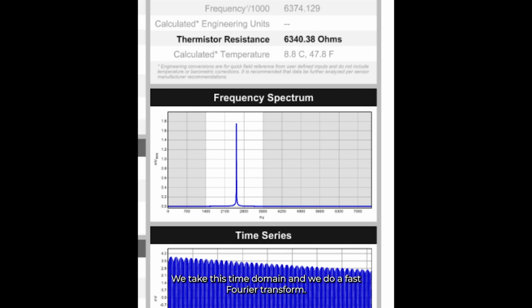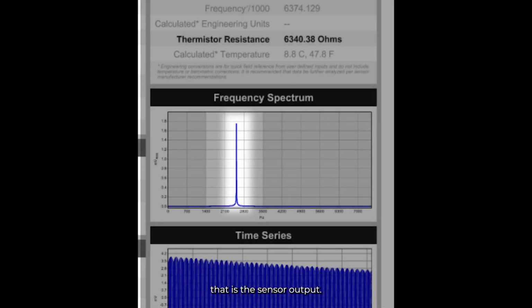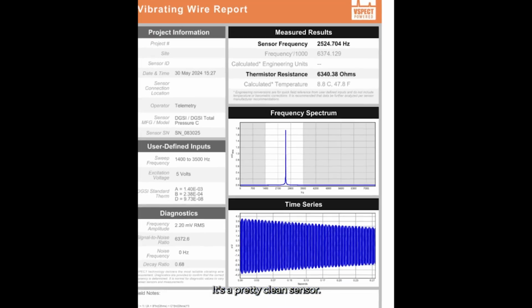We take this time domain and we do a fast Fourier transform, and rather than look at the signal as it goes through time, we break it down into the different frequencies. So what I called a textbook quality sensor means it really has one strong frequency right here that is the sensor output. It's a pretty clean sensor.